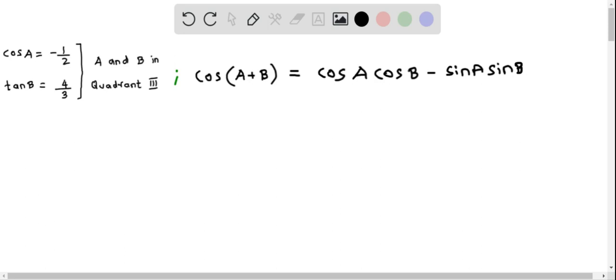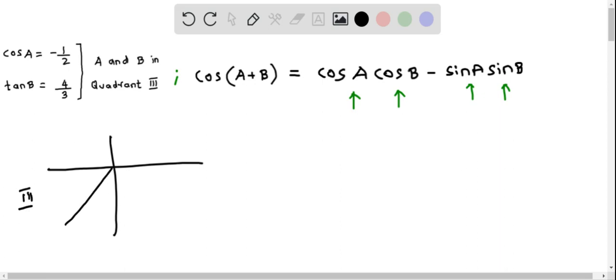And here we observe that we only have cos A as of now. We need cos B as well as sin A as well as sin B. So to determine them, I'm going to construct right triangles both for cos A as well as for tan B. So first, let me construct a right triangle for cos A. This is in quadrant 3. So let's say this is quadrant 3.